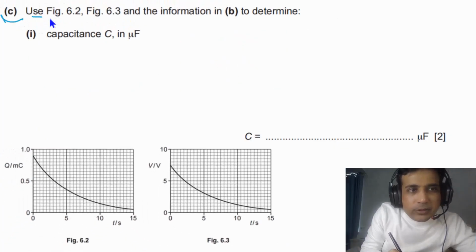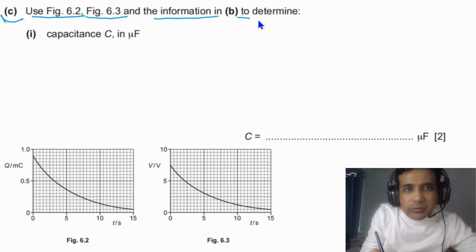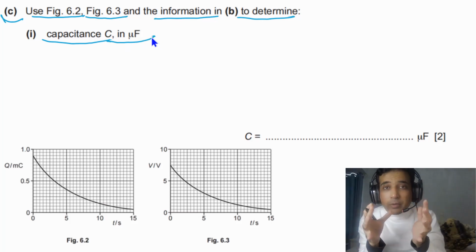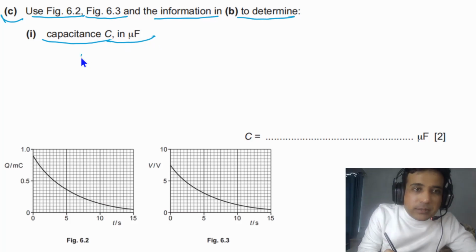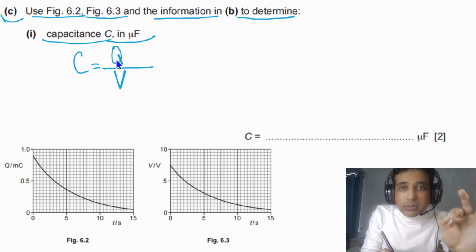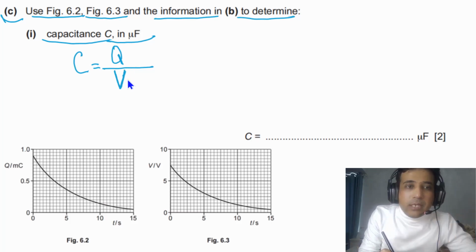For part C, we need to use figure 6.2 and figure 6.3 and the information in B to determine the value of capacitance in microfarads. So we need to calculate the value of capacitance. So what is capacitance? Capacitance is simply the ratio between the net charge on a single plate of a capacitor, divided by the potential difference across the two plates of the capacitor.